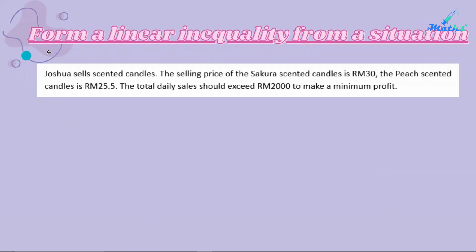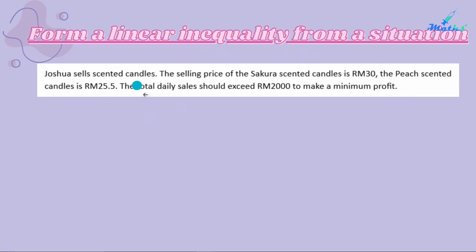Next, this is another example of forming a linear inequality. The situation is Joshua sells scented candles. The selling price of the Sakura scented candles is 30 ringgit. The peach scented candles is 25 ringgit 50 cents. The total daily sales should exceed 2,000 ringgit to make a minimum profit.